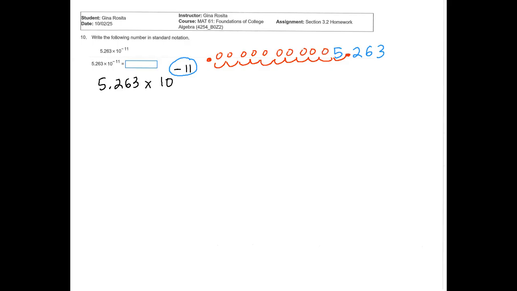Okay, so we can write down for this one 0 point, how many 0s? 1, 2, 3, 4, 5, 6, 7, 8, 9, 10, then 5, 2, 6, 3. Okay, because negative means move to the left, to the left from the decimal point here. Okay, this is for number 10. Now go to number 11.